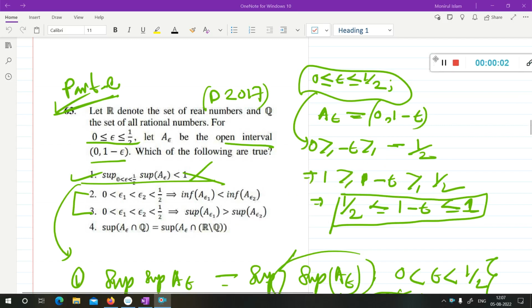Today in this video we will discuss some important questions of point-set topology. Here R is the set of real numbers and Q is the set of rational numbers. Then 0 < epsilon < half.